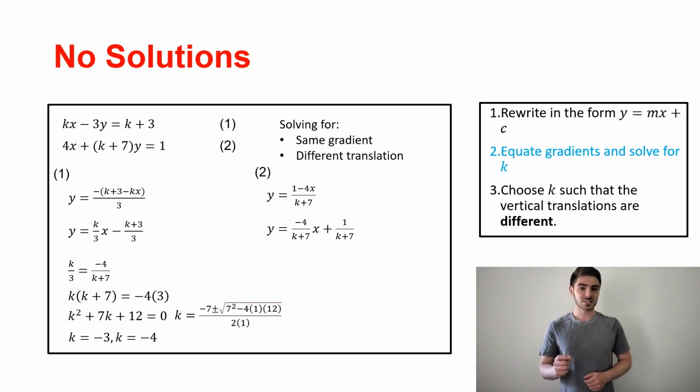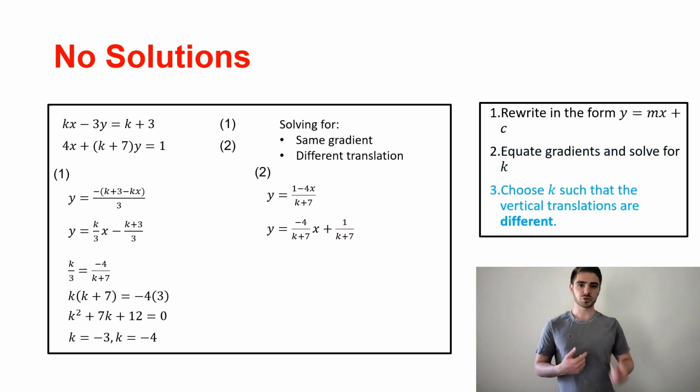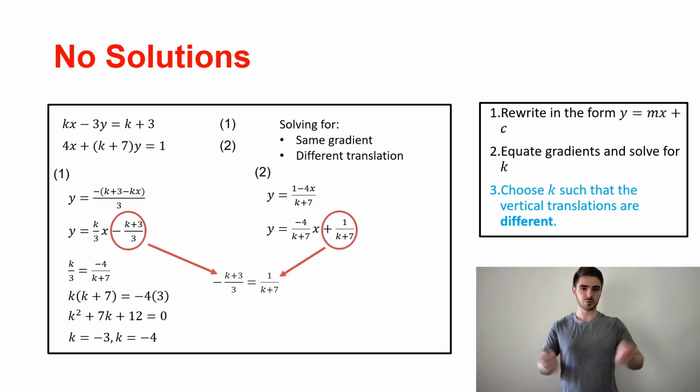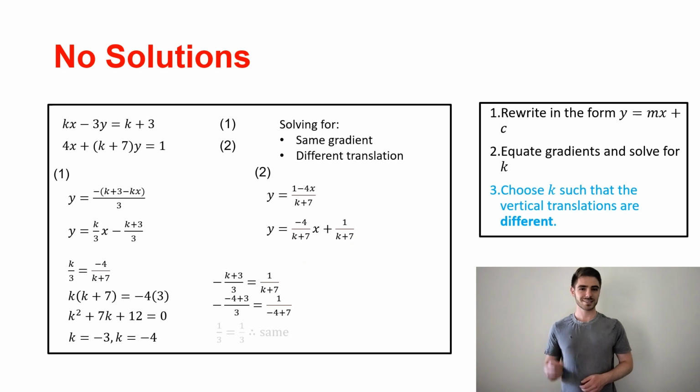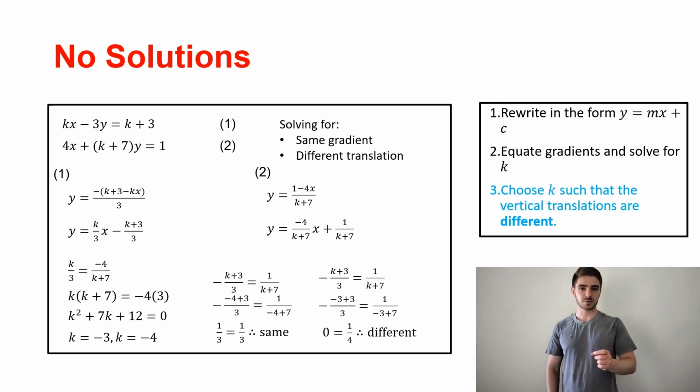These answers tell us where the gradients will be the same, but only one of these results will also give us a different vertical translation. The quickest way to find out is with substitution. So we're going to grab both of our vertical translations and test our values for k in them. If we test k equals negative 4, we're going to see that both vertical translations actually become the same, which is something we don't want. If we test k equals negative 3, we'll see that they're different, which is what we do want. Hence the answer will be k equals negative 3.